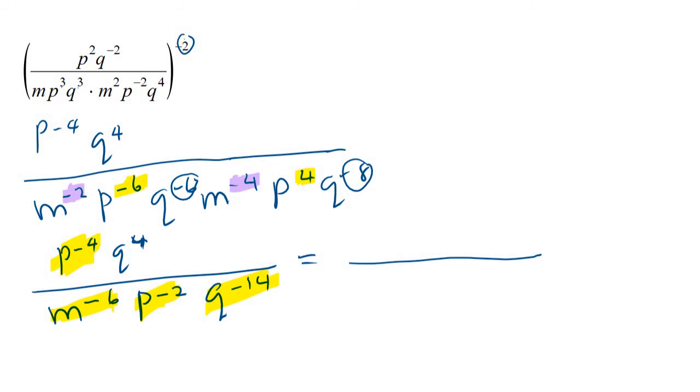So the p to the fourth comes downstairs. The q to the fourth stays where it is. So we're done with the numerator. Now we go to the denominator. M to the 6 goes upstairs. And p to the second goes upstairs. And q to the 14 goes upstairs. Now we're almost done. So we're just going to combine them all now.